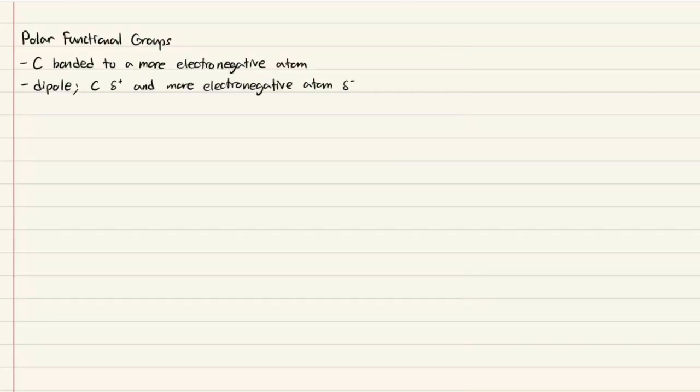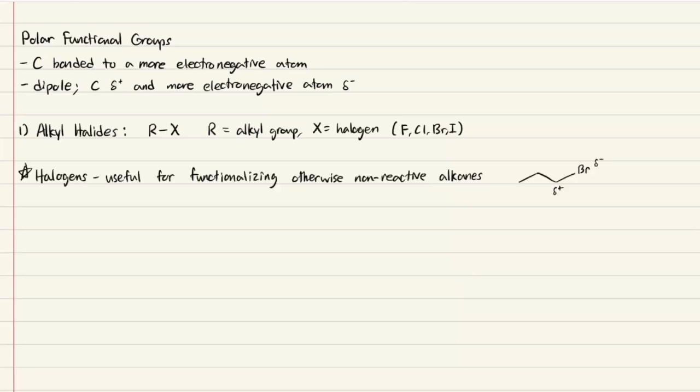Now let's take a look at some polar functional groups. Each of the following functional groups has a carbon connected to a more electronegative atom. This creates a dipole where carbon has a partial positive charge and the more electronegative atom has a partial negative charge. Alkyl halides have the functional group RX, where R is an alkyl group and X is a halogen: F, Cl, Br, I. Halogens are useful for functionalizing otherwise non-reactive alkanes.